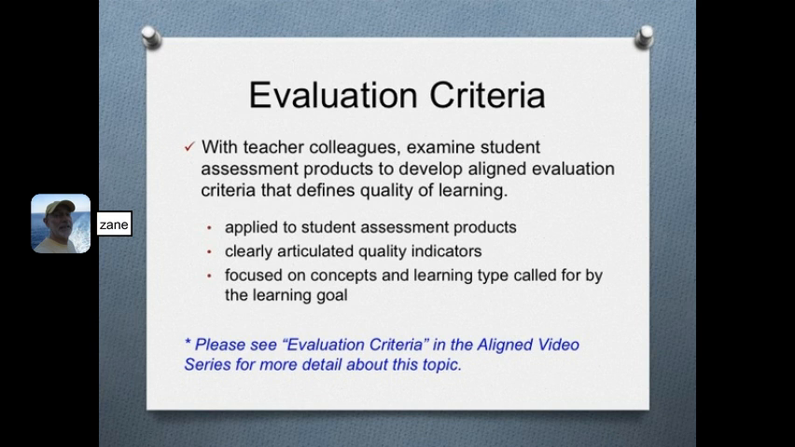The development of evaluation criteria is best done with teacher colleagues, as together you examine student assessment products to develop aligned evaluation criteria that define the quality of learning. Consider these things: that criteria are applied to student assessment products, that the criteria are clearly articulated indicators of quality, that the criteria are focused on concepts and learning type called for by the learning goal. Please see evaluation criteria in the aligned video series for more detail about this topic of evaluation criteria.